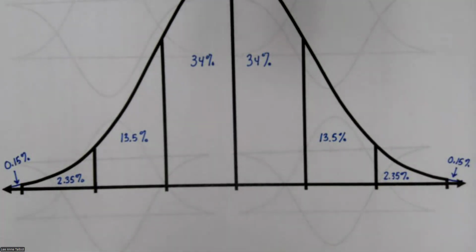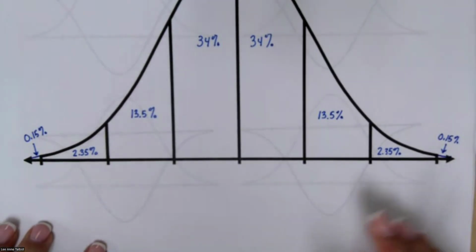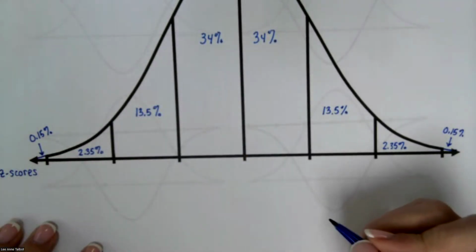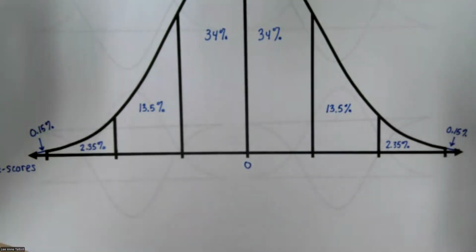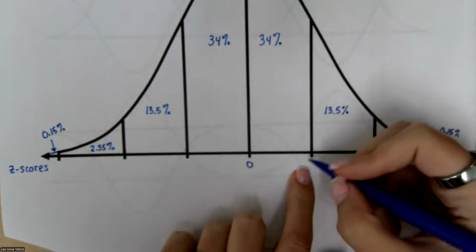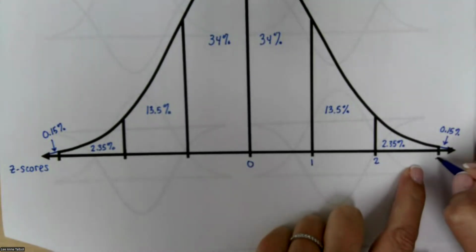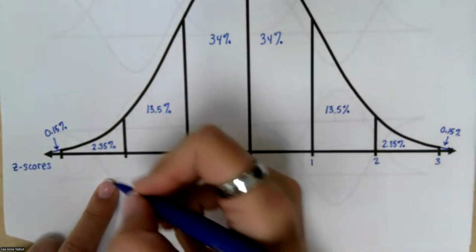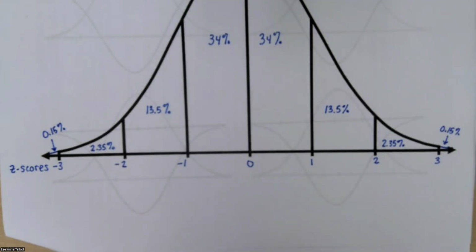Okay, we're going to add 3 things to this page. The first thing that I want to add is the z-scores. And the middle is 0. And remember, the definition of z-score is the number of standard deviations on either side. So this is 1 in the positive direction, 2 in the positive direction, 3 in the positive direction, 1 in the negative direction, 2 in the negative direction, 3 in the negative direction.